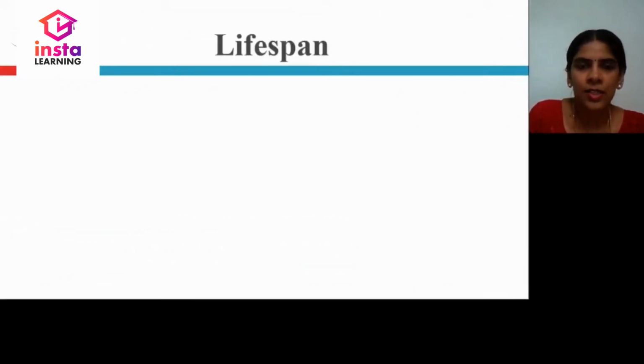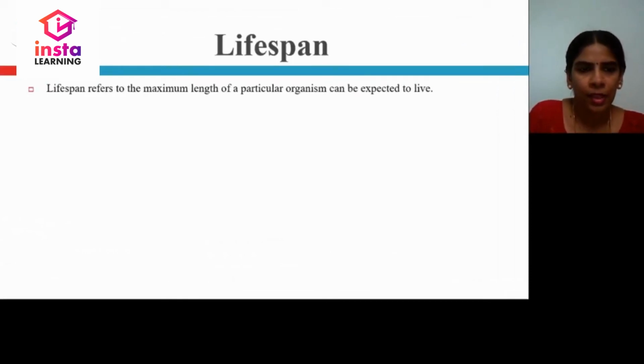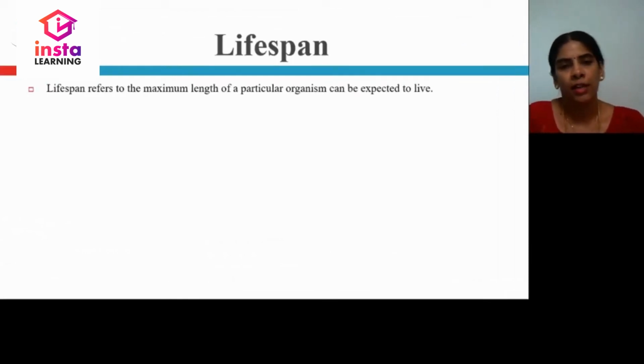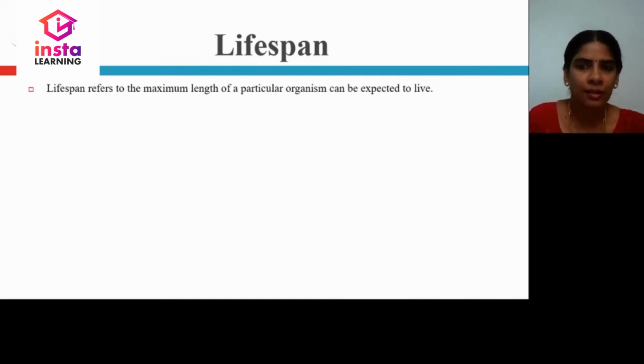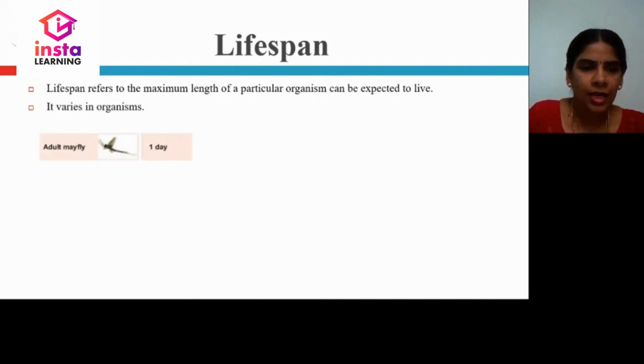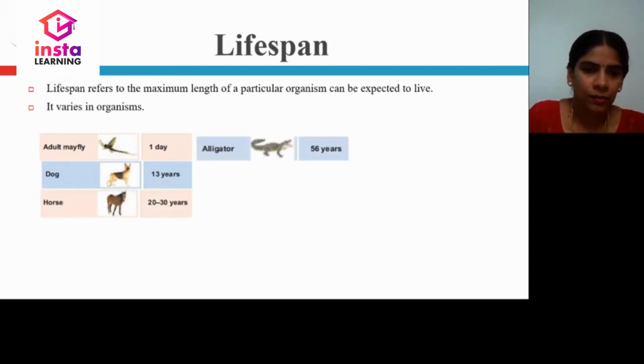The next characteristic is lifespan. What is the meaning of lifespan? It is the length of time a particular organism can be expected to live. It varies in organisms. An adult mayfly lives only for 1 day. A dog lives for 13 years. A horse lives for 20 to 30 years. An alligator lives for 56 years.